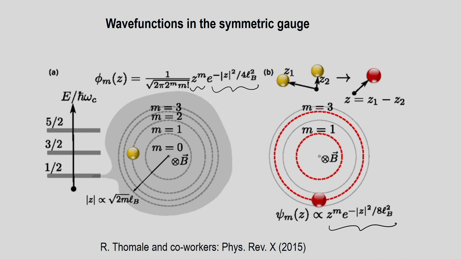Each of these Landau levels is characterized by a length given by the mod of z, where z is a complex number, z equal to z1 minus z2. Here z1 and z2 are the complex coordinates of two such particles with respect to a chosen origin, and it has a radius which is given by root over 2m into lB.